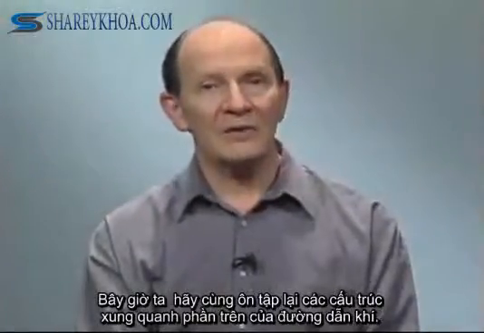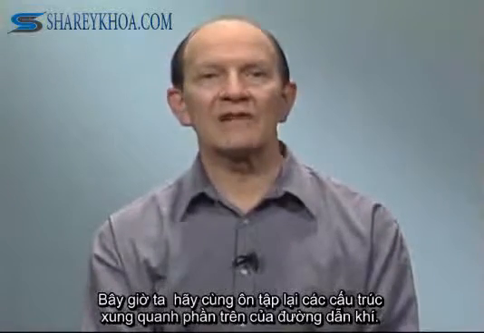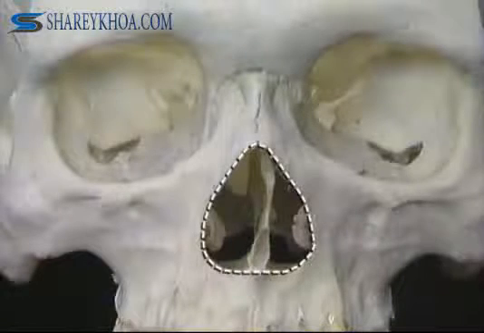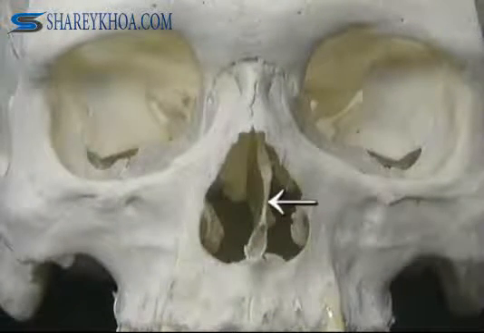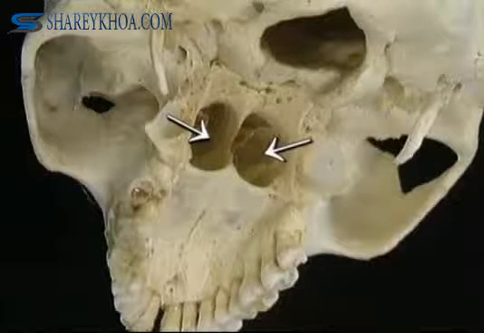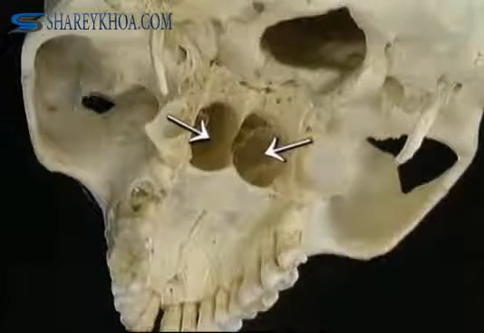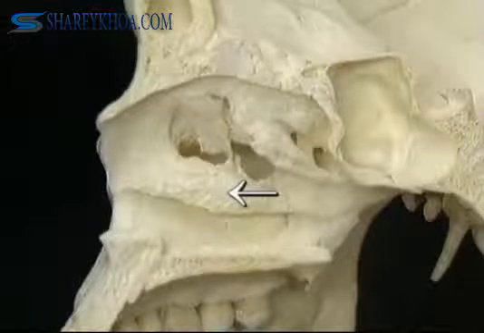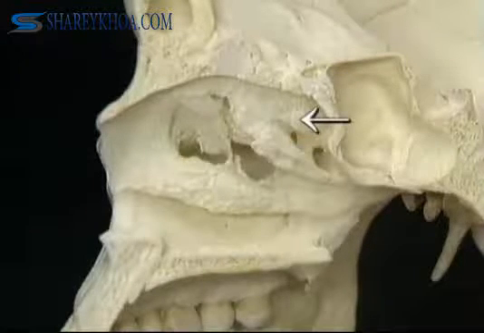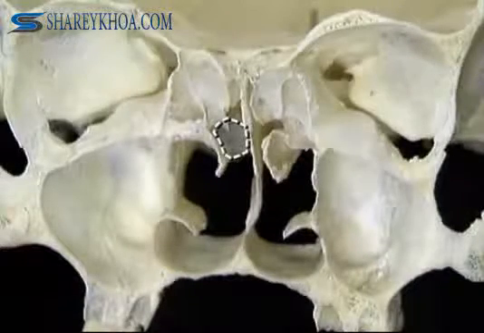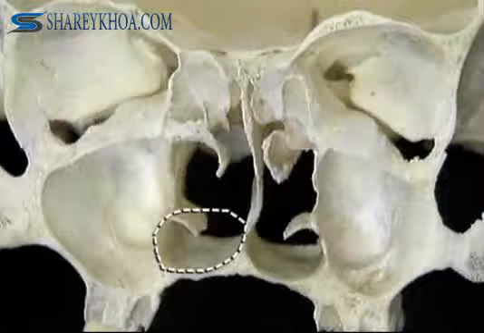Now, let's review what we've seen of the bony structures that surround the upper part of the air passage. Here's the piriform aperture and the nasal septum. Here are the posterior nares or choanae. Here's the inferior concha, the middle concha, and the superior concha. Here are the superior meatus, middle meatus, and inferior meatus.